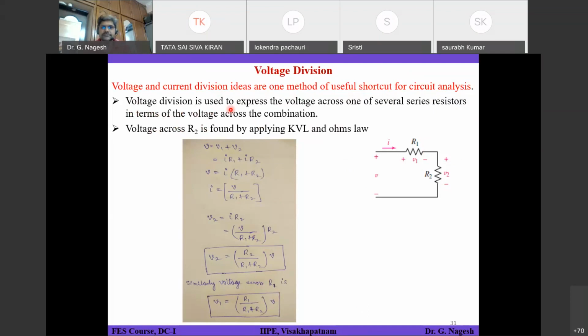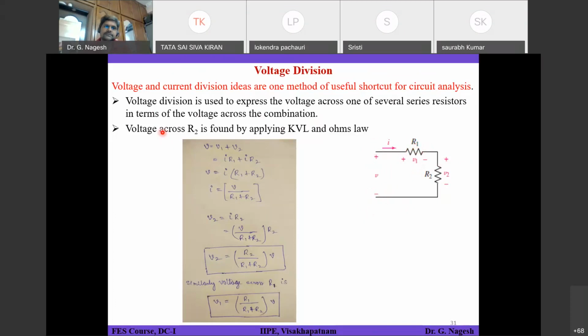Voltage division is used to express the voltage across one of several series resistors in terms of the voltage across the combination. So what it means is, if you have a series circuit of this fashion with two resistors, and the voltage across the combination of these two resistors is the total voltage V, I can straight away find the voltage across resistor R1 using this voltage. So how to solve that?